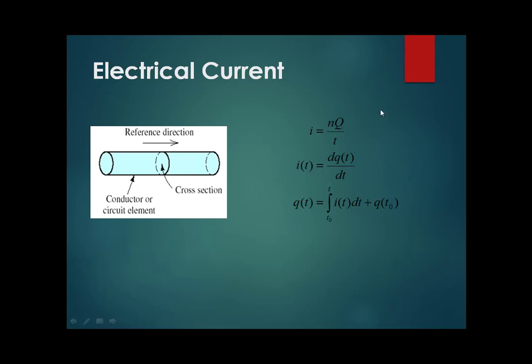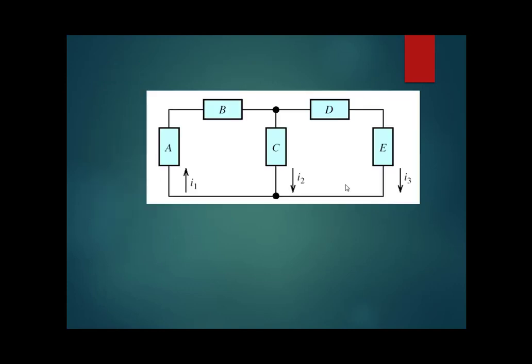So these both equations tell us that if we want to calculate the current, we take the rate of change of charge with respect to time, and we get current. If we want to calculate how much charge flows through a conductor of unit area, we integrate the current and we get the amount of charge.